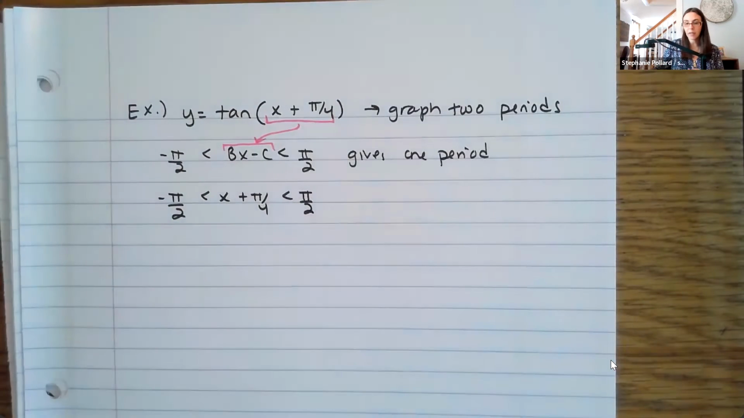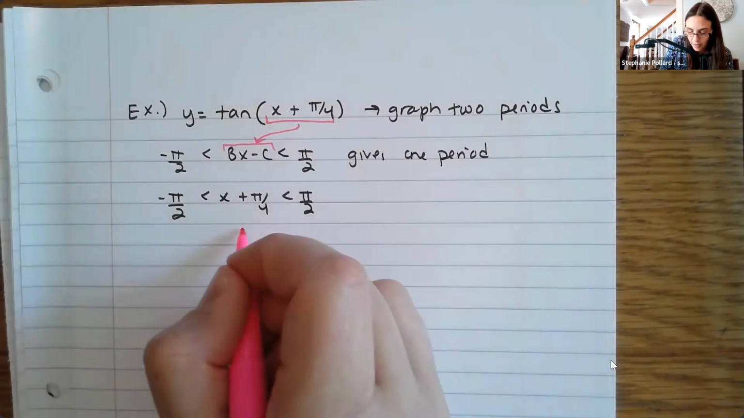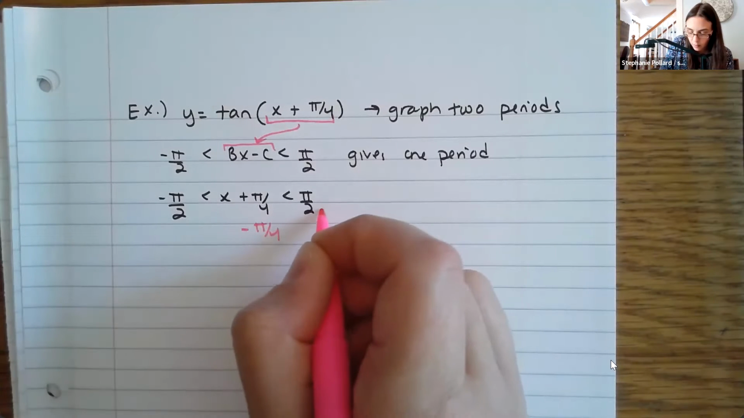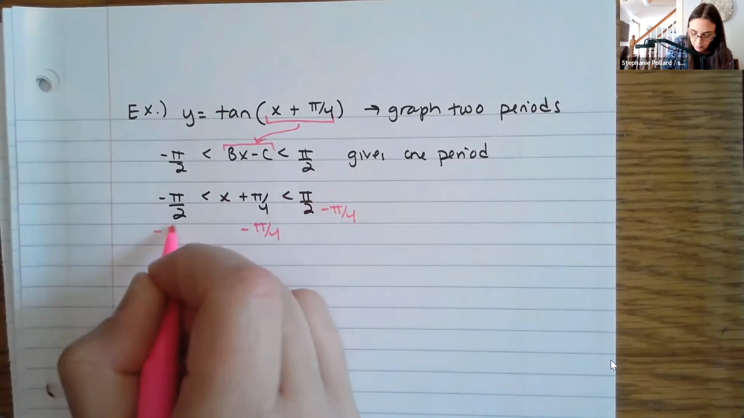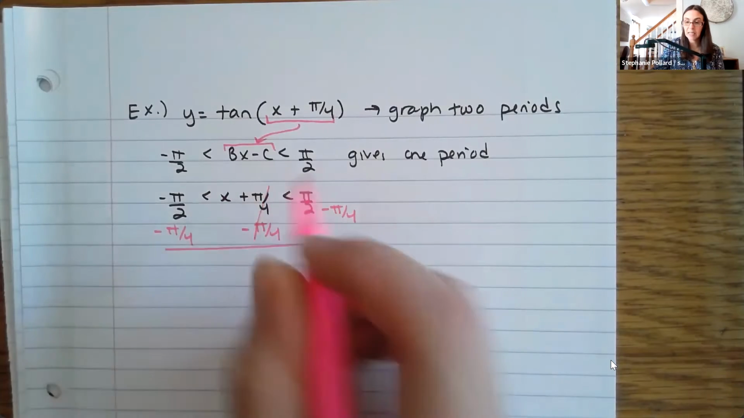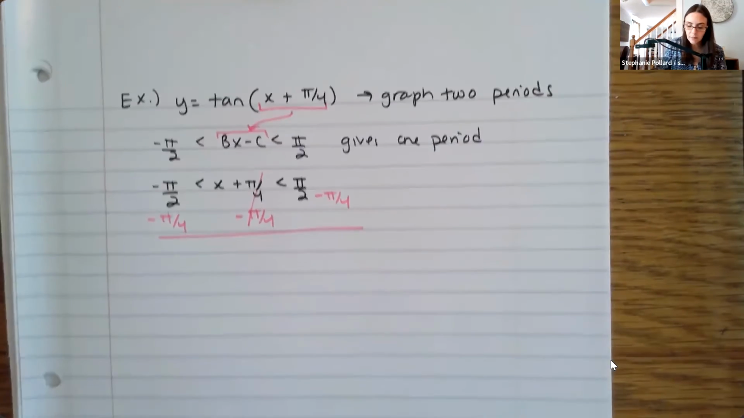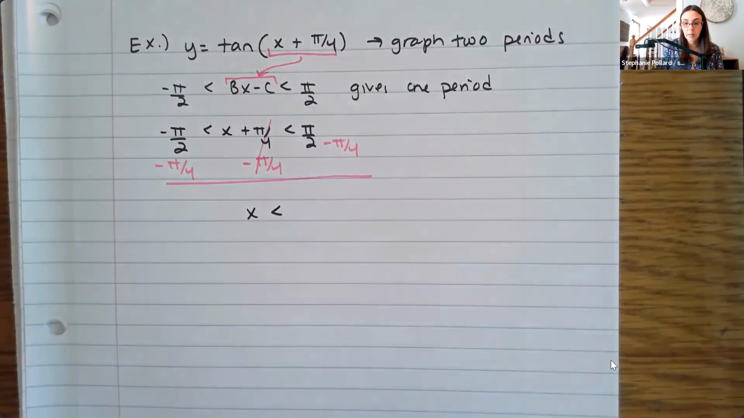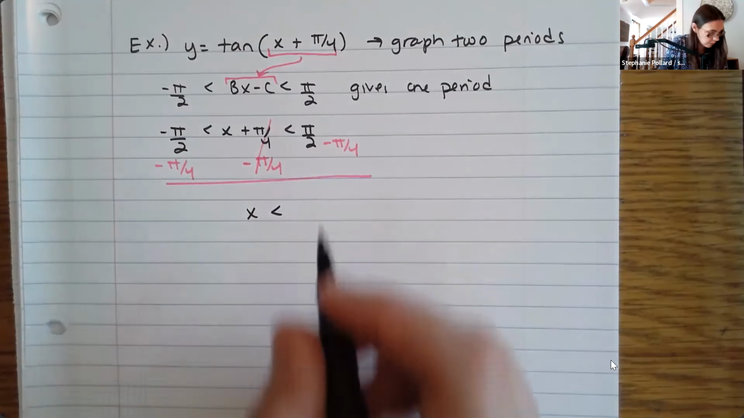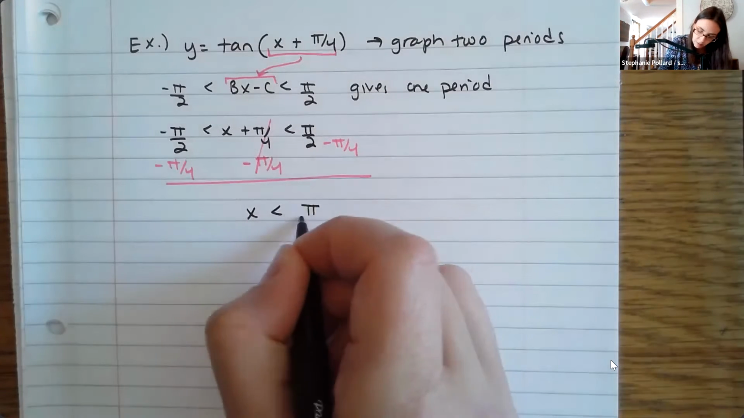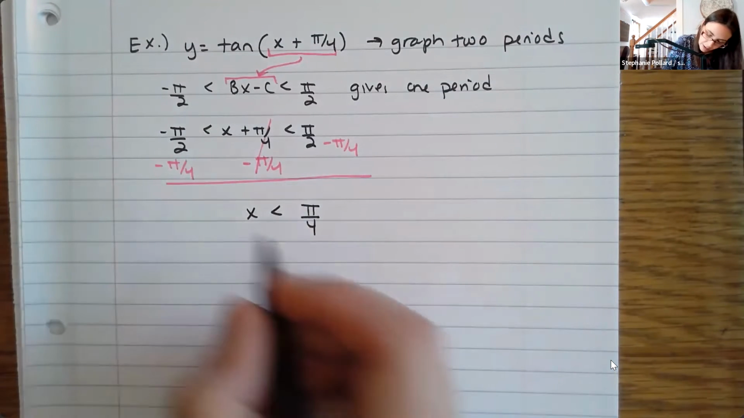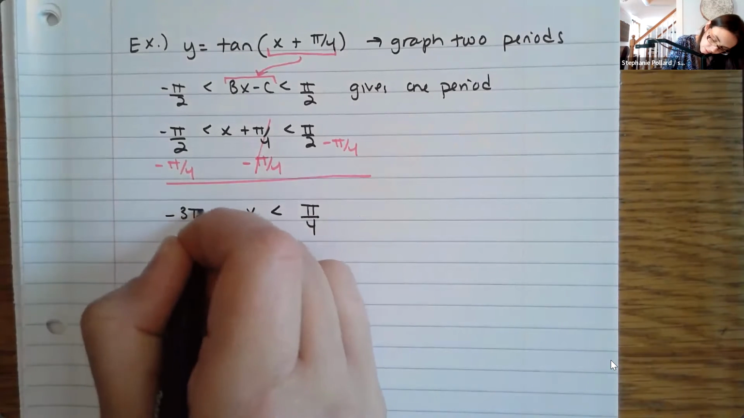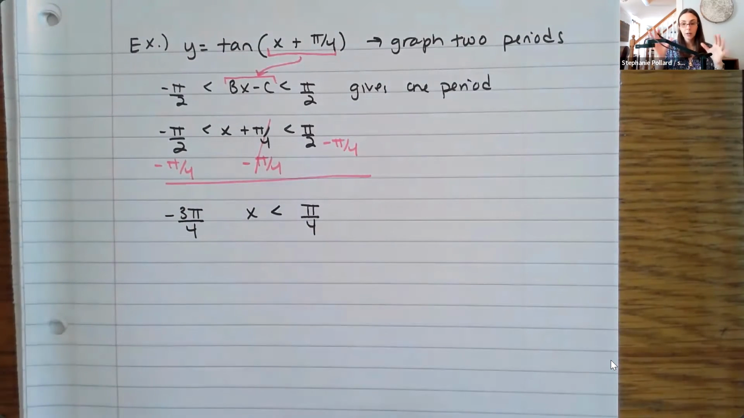And we're going to solve for x each time. So I'm going to subtract pi over 4 from all sides. I'm just using my techniques for working with linear inequalities. And you do have to do a little bit of common denominators here. So what you get on the right side is just pi over 4, and on the left side, you're at negative 3 pi over 4. So on your graph, this is going to be 1 period.